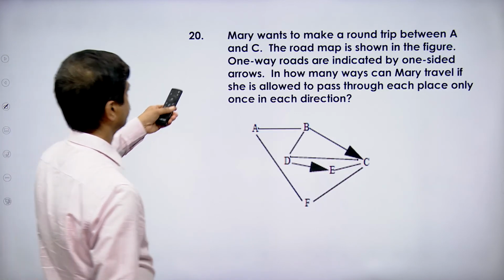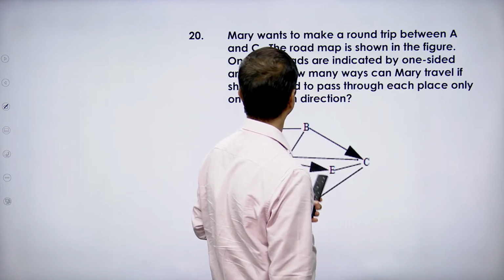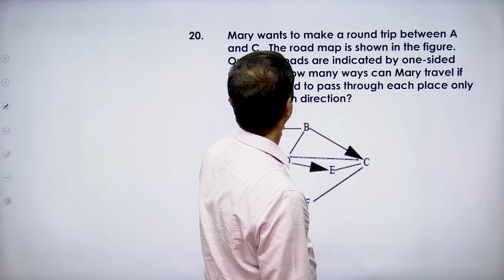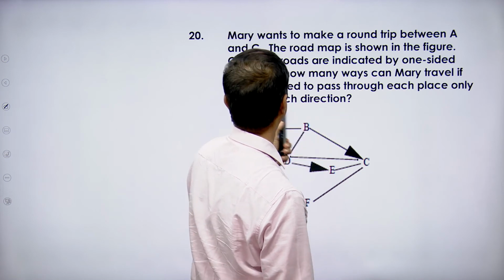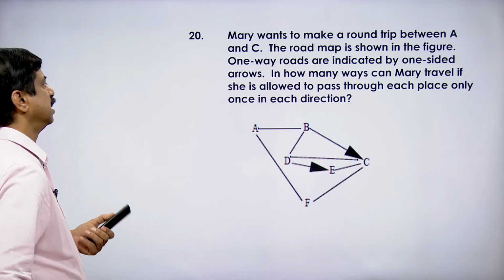Okay. So let us go to the next question. Mary wants to make a round trip between A and C. The road map is shown in the figure. One-way roads are indicated by one-sided arrows. In how many ways can Mary travel if she is allowed to pass through each place only once in each direction?